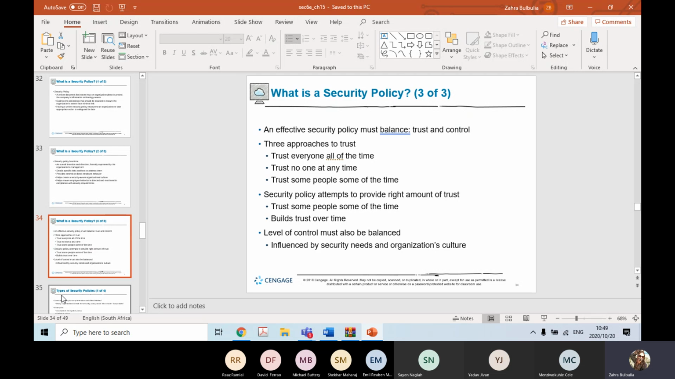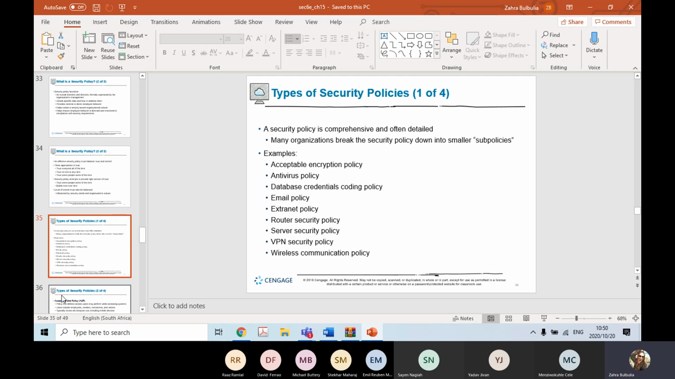An effective security policy must balance trust and control. And there are three approaches to trust. Trust everyone all of the time. Trust no one at any time. Trust some people some of the time. So security policies attempt to provide the right amount of trust, trust some people some of the time, and build trust over time. So the level of control must be balanced and influenced by security needs and, of course, the organization's culture, which is a big one.